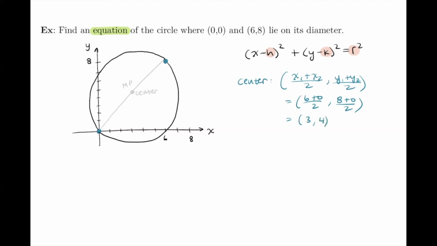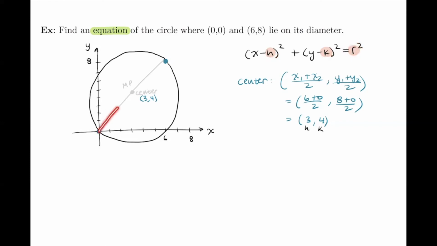So does that make sense with our picture? 1, 2, 3, 1, 2, 3, 4. Okay, not exact, but my graph is kind of wonky. So yeah, let's say our center here is 3, 4. So in other words, this is h and that's k. So we found these two things. Now we just need to find the radius.